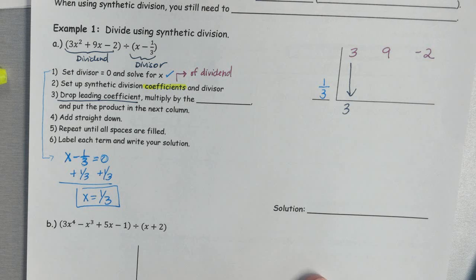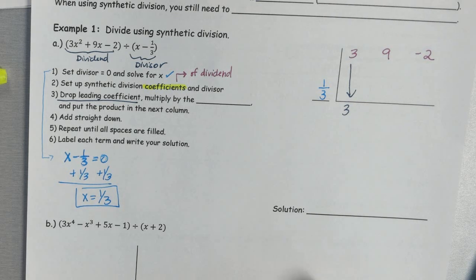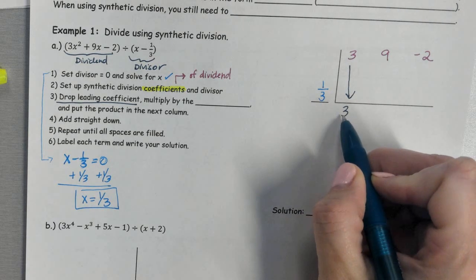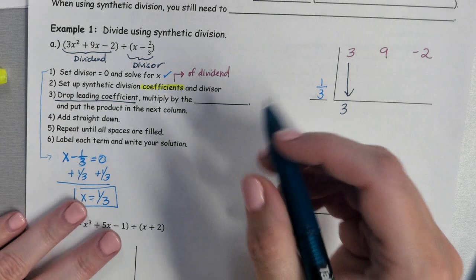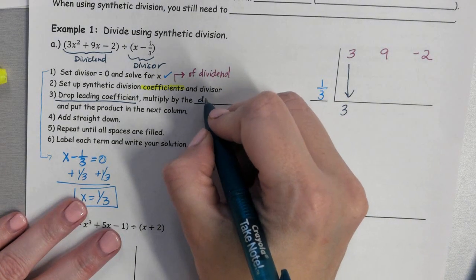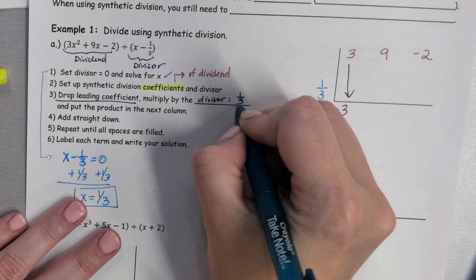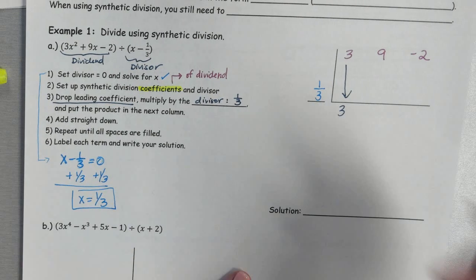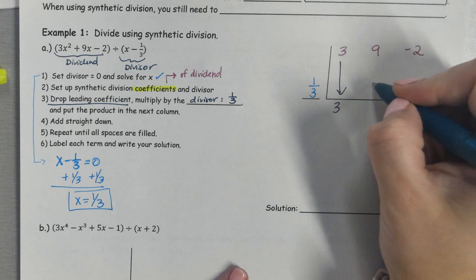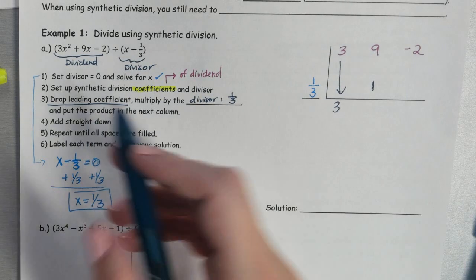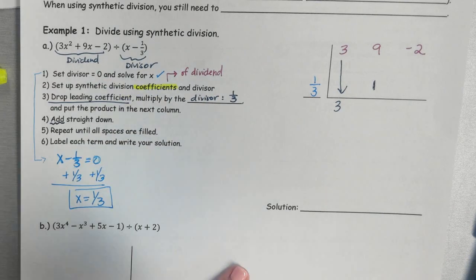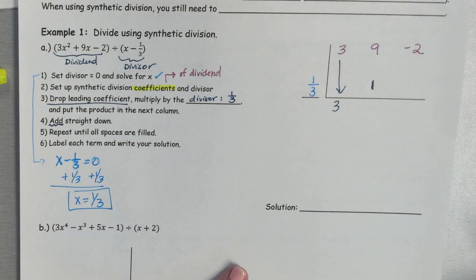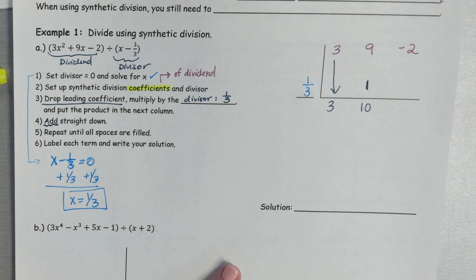And then we do a series of multiplying and adding, just like what we did with long division. So we're going to do 3 times 1/3. So we're going to multiply by the divisor, which in this case is 1/3. What's 3 times 1/3? 1. So that's going to go here. And then what we're going to do from there is add straight down. So 9 plus 1 is 10. Then the process starts all over again. We're just going to repeat that till all the spaces are filled.